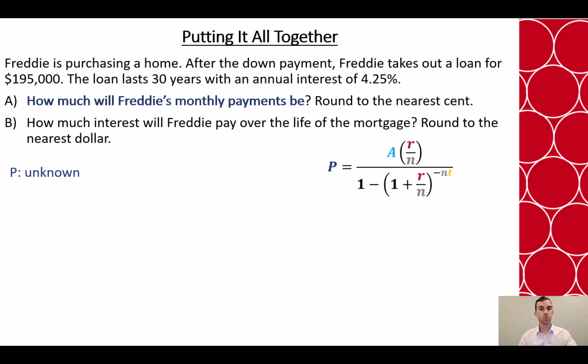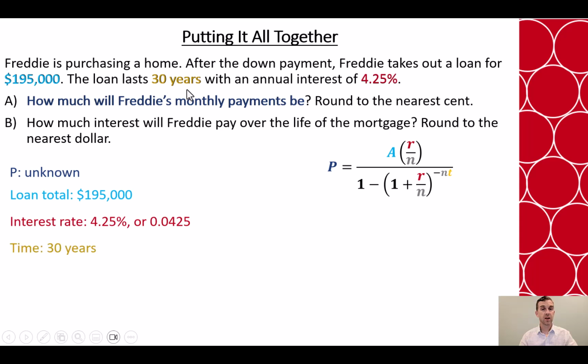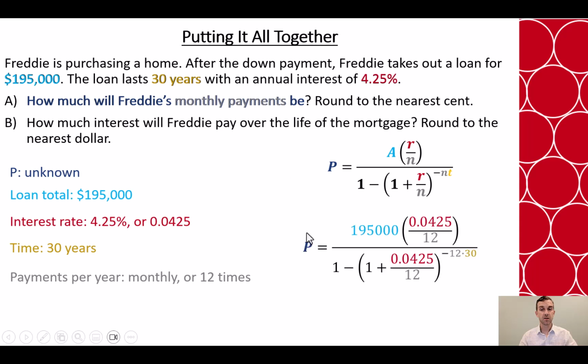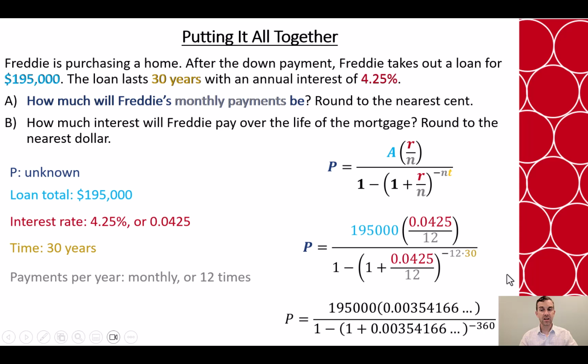So we're going to look for what's the initial loan that he's going to borrow, $195,000. How much is the interest rate? It's 4.25%. How many years? 30 years. And then how often? We're making monthly payments, so that's 12 times a year. We substitute all the parts here. And what we're going to end up with then is simplifying our numerator and then our denominator.